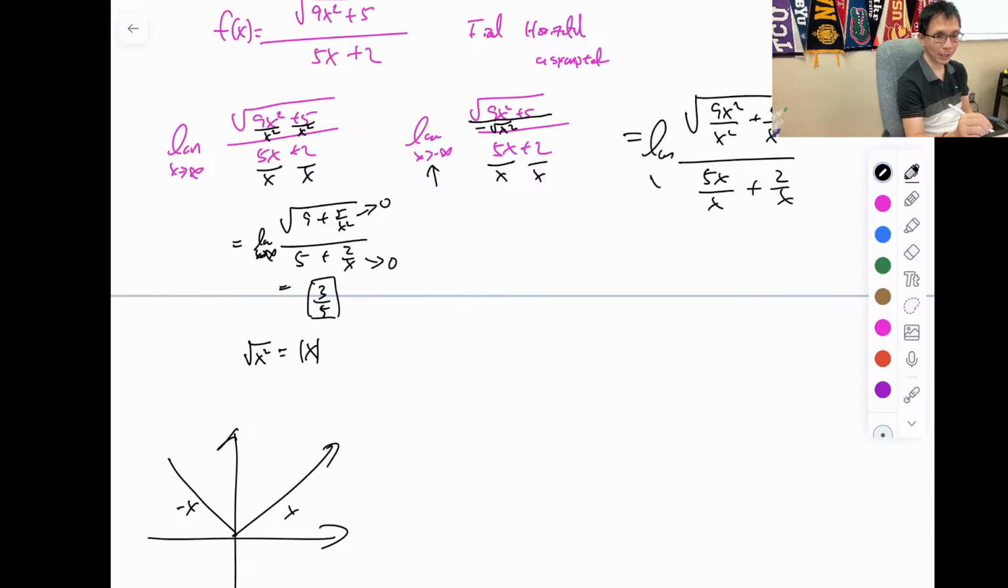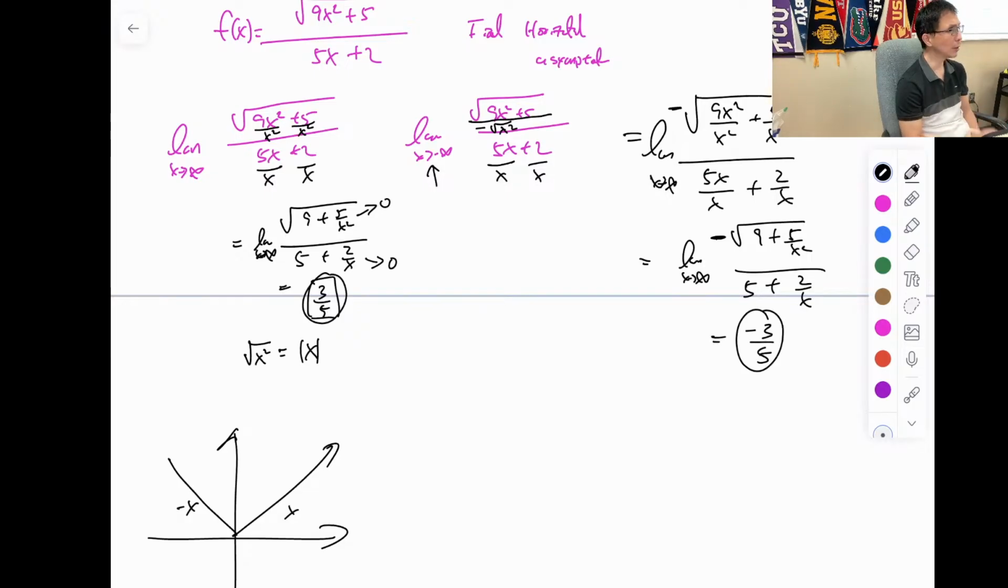When the limit as x approaches negative infinity, that's equal to the limit here of 9, but there's a minus sign here, sorry. The square root of 9 plus 5 over x squared, over 5 plus 2 over x, and there's a negative sign. So it ends up being negative 3 over 5. So you can have two horizontal asymptotes, one on each side.